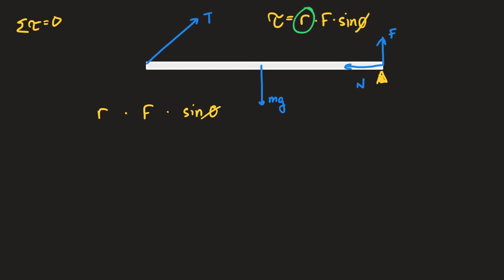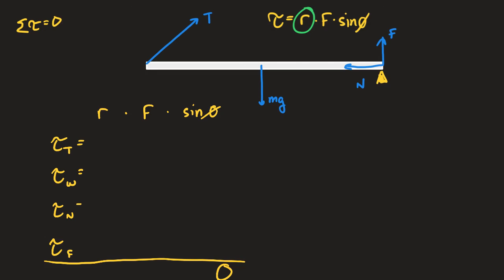So I will point out that there is the potential for 4 torques. There's the torque from the tension, the torque from the weight, the torque from the normal force, and the torque from the wall. 4 torques, which have to sum to 0. I'm going to list them just like this. Since every torque requires 3 pieces of information, setting it up like this, I hope, will help you.